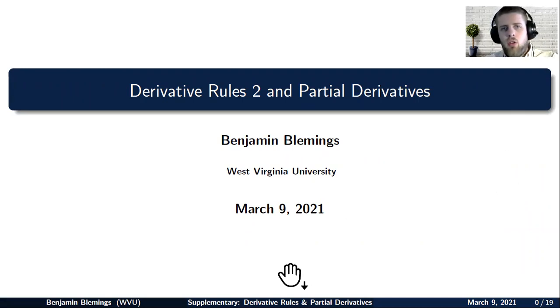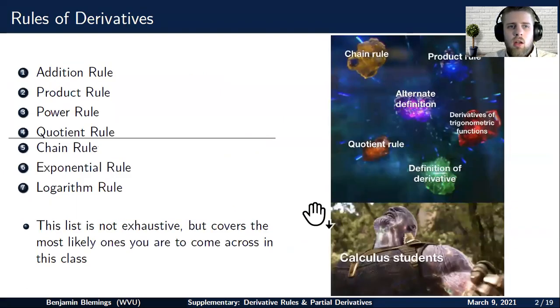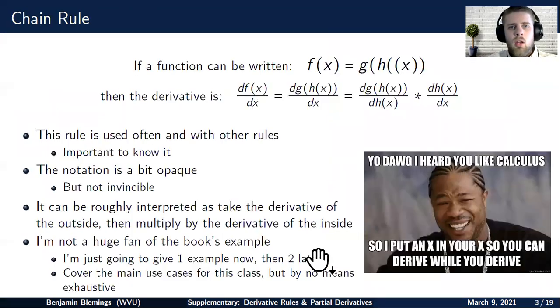Today we'll be going over another set of derivative rules, and we'll also be getting into partial derivatives and doing some examples. So, like I said, I'll cover these in this slide, and I didn't change the meme, so sorry. We've already done these four rules plus the constant rule. In this set of slides, we're going to work on the chain rule, an exponential rule, and a logarithm rule. And like I mentioned before, it's not exhaustive, but this is going to cover the most likely rules that you'll need for this class.